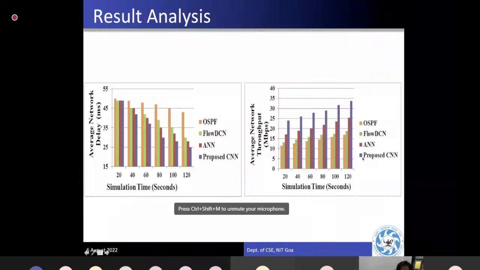With this result, we did it in the Mininet environment, and we collected all the data through iperf. And we have observed our proposed CNN. This is our previous work, flow decision, the green color, without intelligence. You can see it has this much delay. But when we go for the intelligent network, the delay is very low.